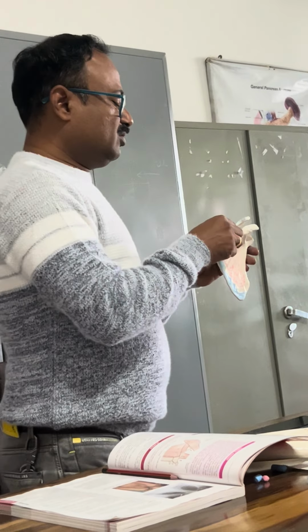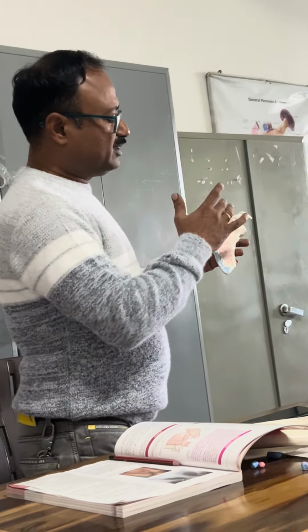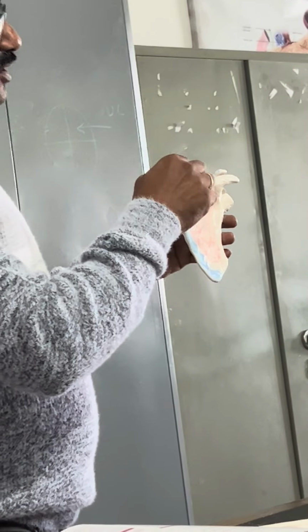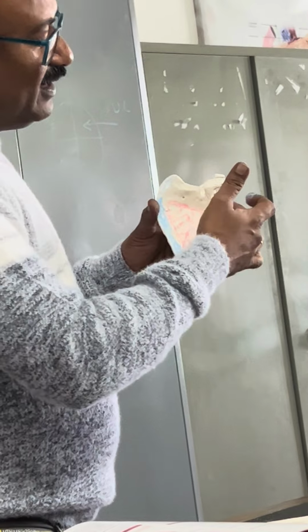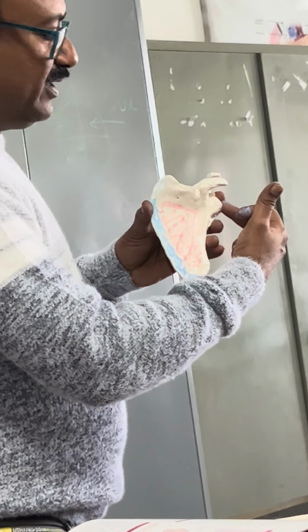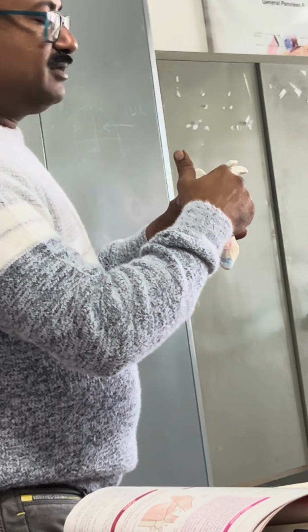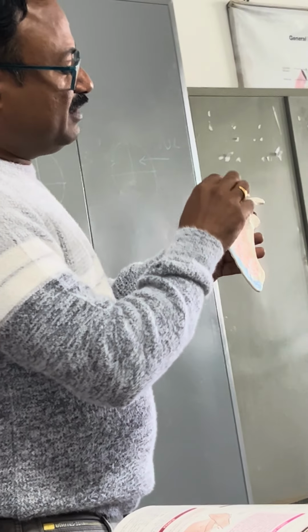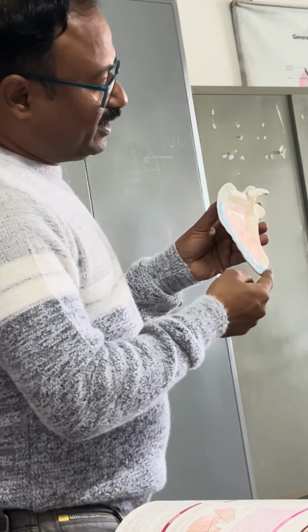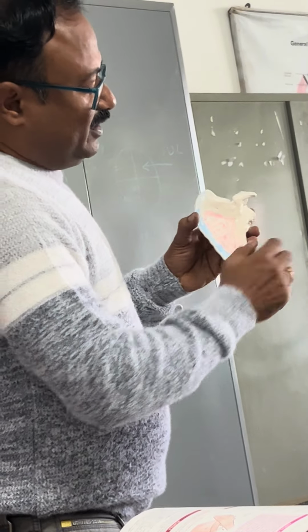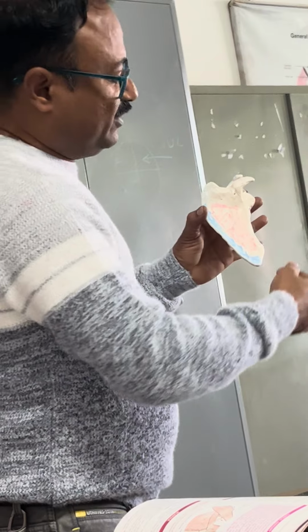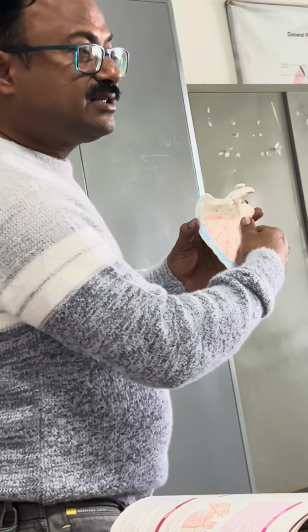Done. In the features we have already discussed the three angles and three borders. This is the superior angle, inferior angle, lateral angle, and the glenoid cavity. The superior border is thin, sharp, and has a suprascapular notch. The medial border extends from the superior angle to the inferior angle and is thin, and the lateral border extends from the glenoid cavity to the inferior angle, which is the thickest border.